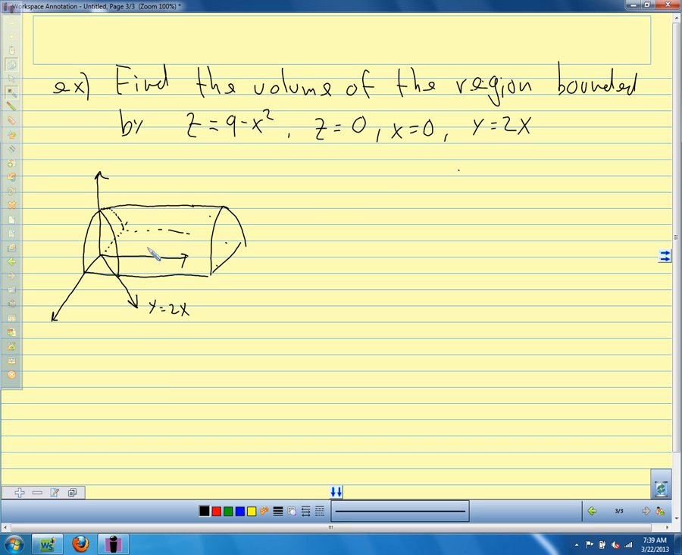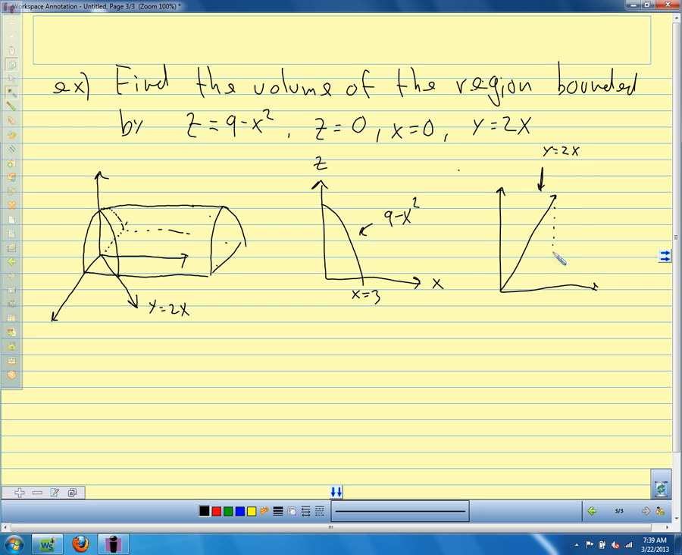So in the XZ plane, we have this parabola. This is 9 minus x squared. This is x, and this is z, and this is x equals 3. And in the xy plane, we have y equals 2x, and we go to, this is x equals 3 over here. So we're in this region in the xy plane.